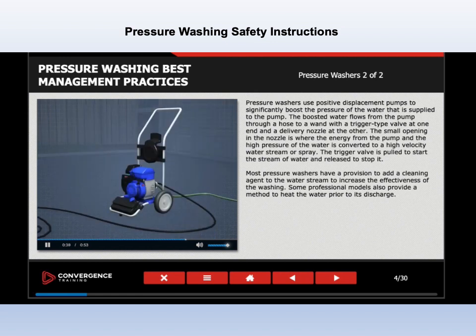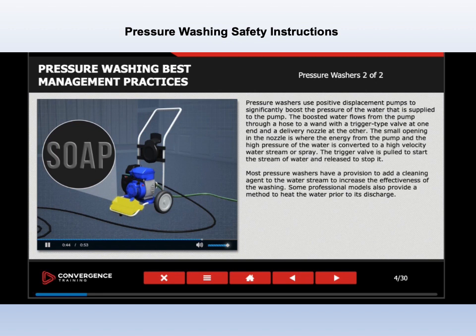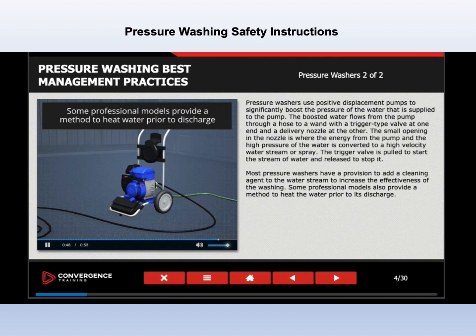Most pressure washers have a provision to add a cleaning agent to the water stream to increase the effectiveness of the washing. Some professional models also provide a method to heat the water prior to its discharge.